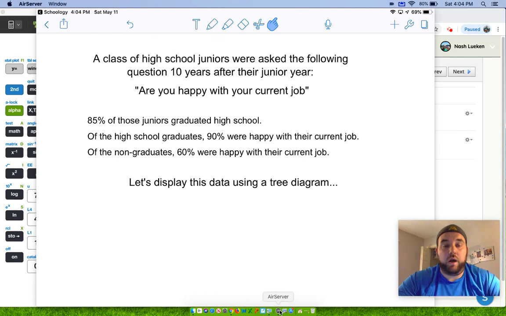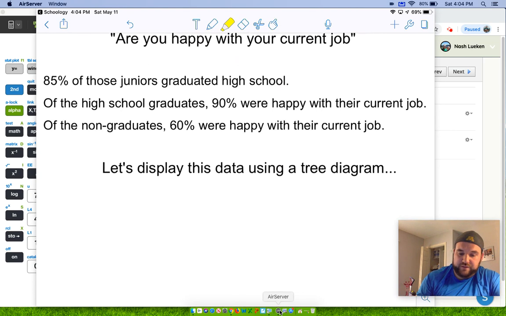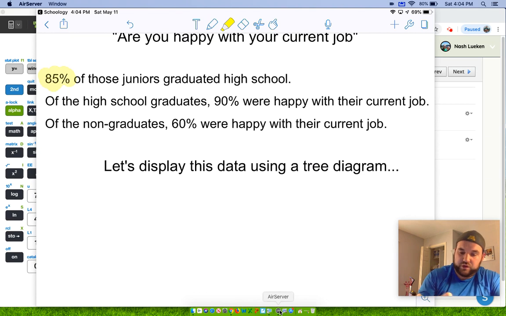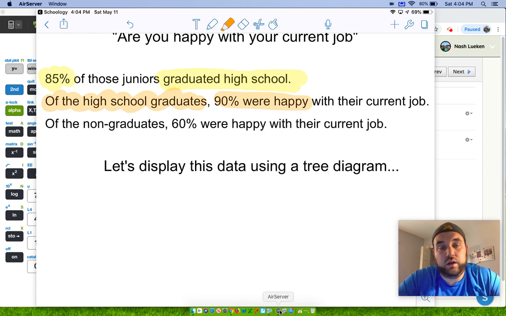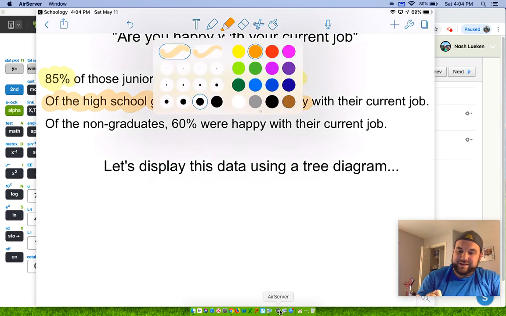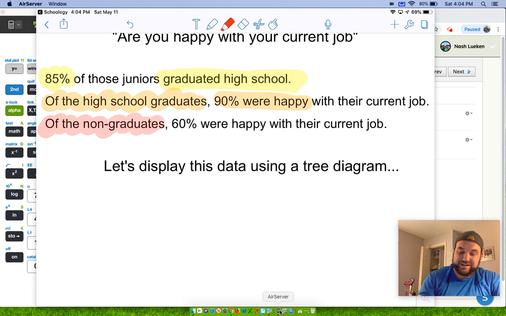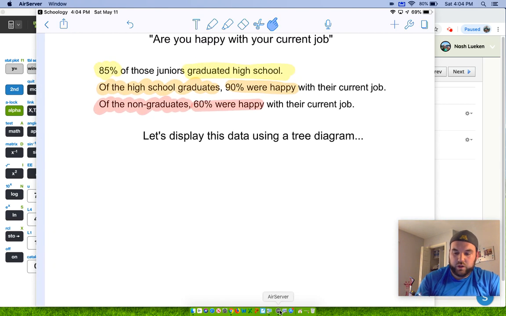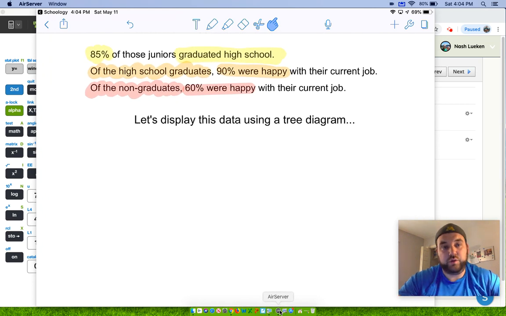Okay. Of those that responded, 85% of the juniors graduated high school. And then from here, of the high school graduates, 90% were happy. So that's saying if you did graduate high school, then 90% of those juniors were happy with their current job. And then of the non-graduates, so of those juniors that did not go on to graduate high school, 60% of them were happy with their current job. Okay. So we're going to display all this information using a tree diagram.